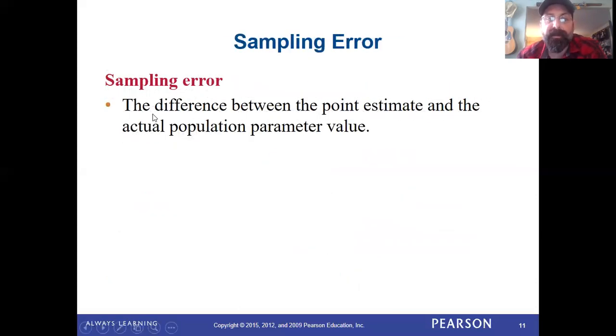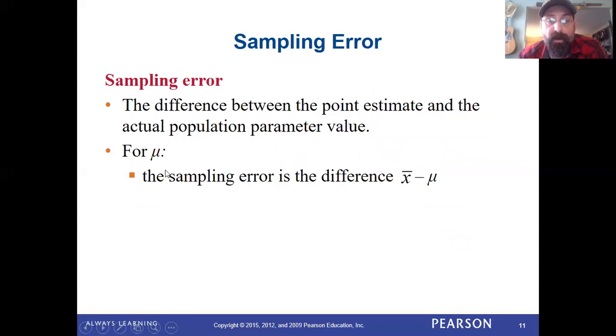Now, sampling error is defined as the difference between the point estimate and the actual population parameter value. So our point estimate is our x bar that we get from our sample, and the actual population parameter is mu. So when we're dealing with mu, as we are in section 6.1 and 2, the sampling error is simply x bar minus mu. Technically, we should have absolute values around this because we want to think about the distance. How far away was our point estimate from the population parameter? But mu is generally unknown.